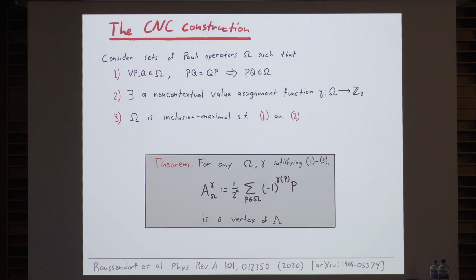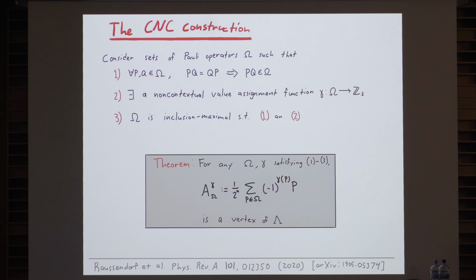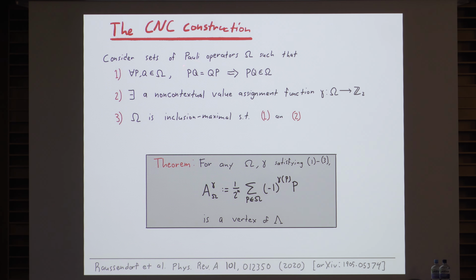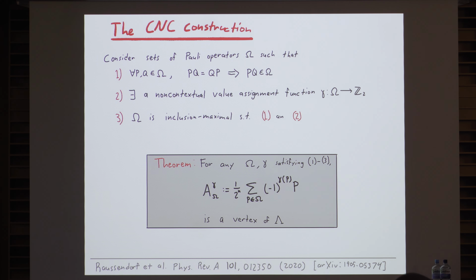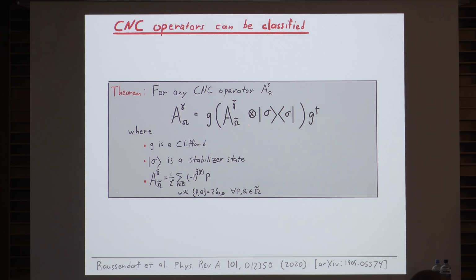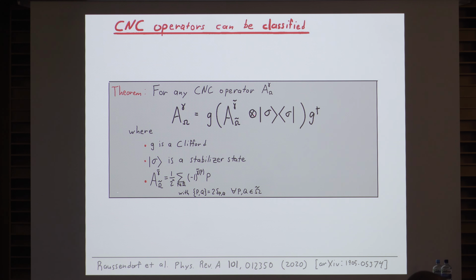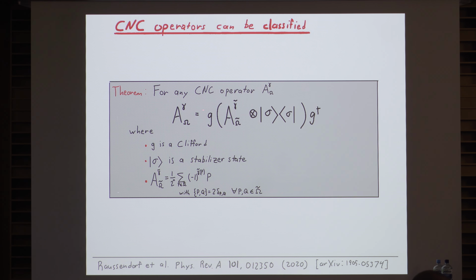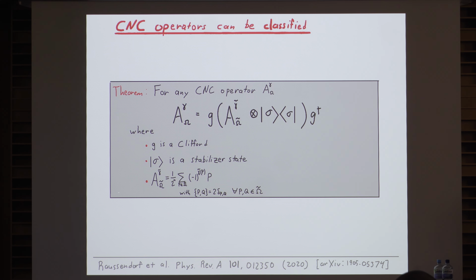Maybe I should say, we call these operators CNC operators. CNC is for closed and non-contextual, because the first property is something like a closure under this restricted product, and the second property is non-contextuality. So any CNC operator looks like this. It has a structure where you've got three pieces. You have a stabilizer state tensor factor, a projector onto a stabilizer state. You have this core part of the CNC operator, and then you mix things up by conjugating by a Clifford operation. So the interesting part, the non-stabilizer part, is this core, which looks like this.